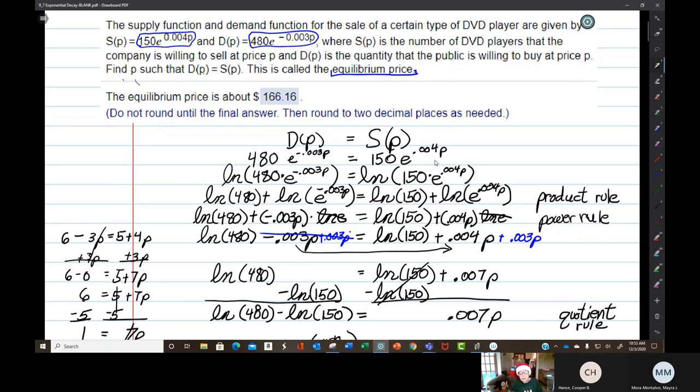So what we did was we set these two functions equal to each other. Then we took the ln of the left side and the ln of the right side. Then we used the product rule on both sides of the equation. Then we used the power rule to bring down the powers, the exponents. Then we rewrote what we had left.